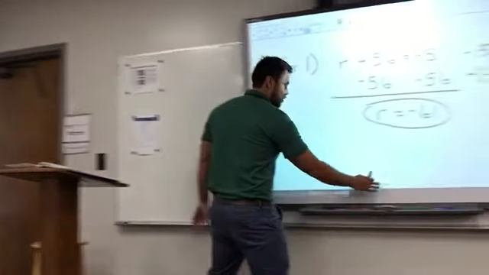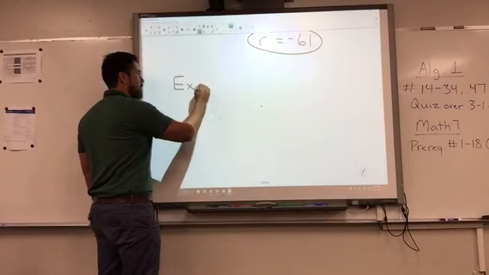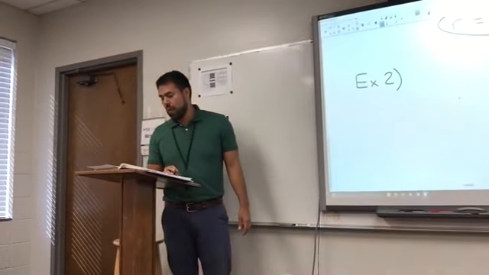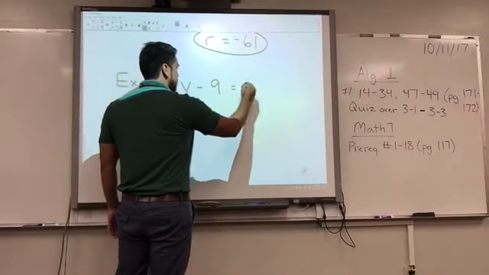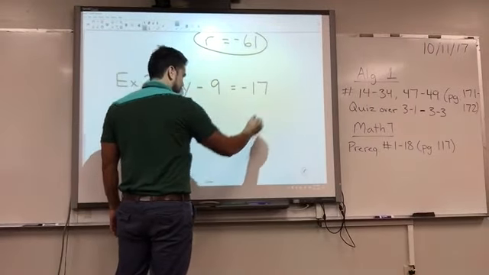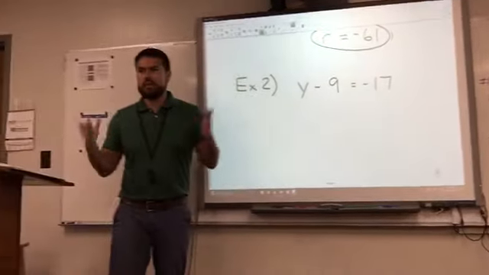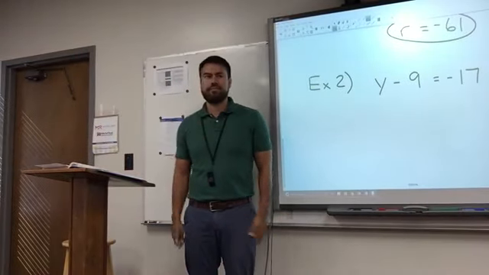Example number 2. This gets a little tougher here, so please listen up. y minus 9 equals negative 17. Okay. All right, I'm looking at this problem thinking, it's balanced. I see the variable. What's happening to it? How do I undo it?